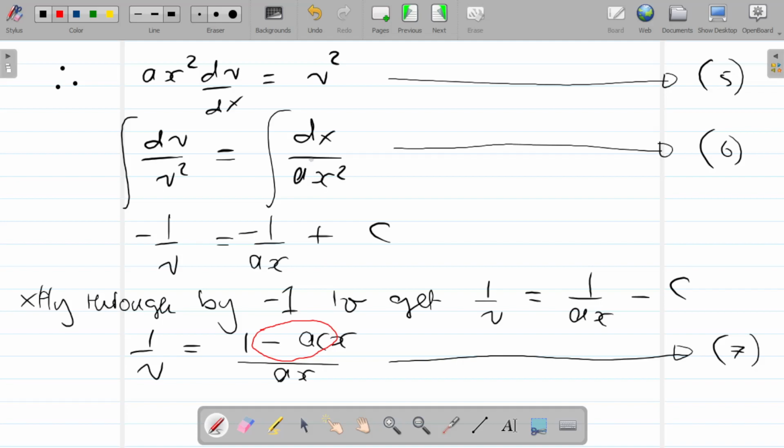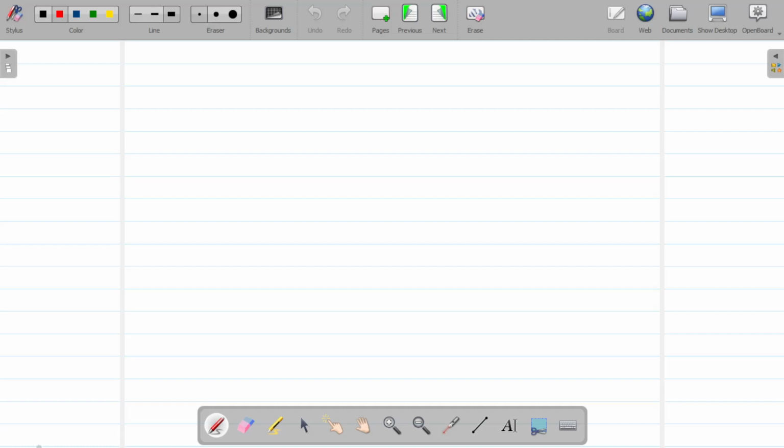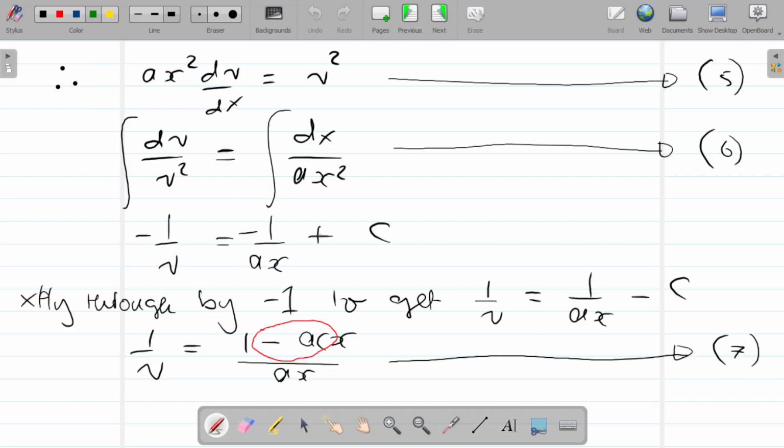So what we'll do is we'll go on to the next page. So we've got 1 over v equals 1 plus b x over a x, right? So let's just see what we've replaced.